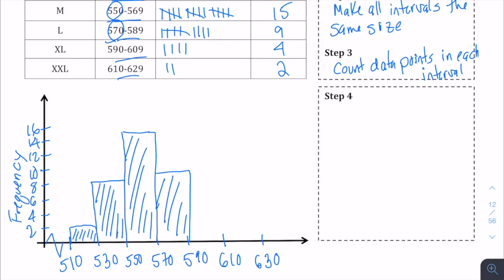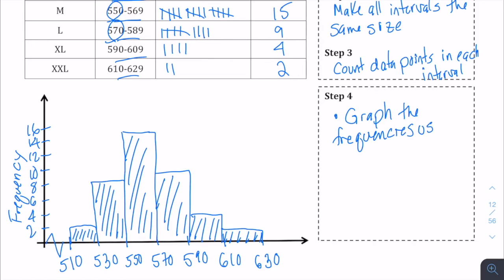Next range is 4, about there. And then our last range is 2. Okay, so let's take some notes on what we did here. We are going to graph the intervals. I guess graph the frequencies using bars.